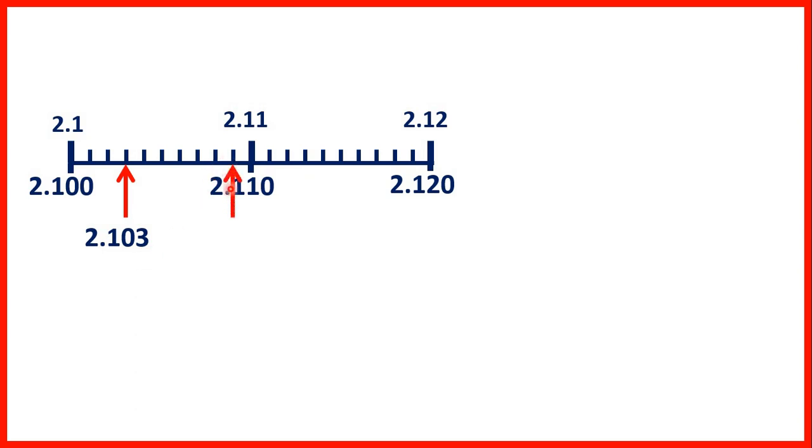So now, if we look at the values that we had to label, here we had 2.103, here 2.109, and if we spot that 2.11 is the same as 2.110, it makes sense that 2.109 is one thousandth less than 2.11. Here we had 2.113, and finally our last value was 2.119.